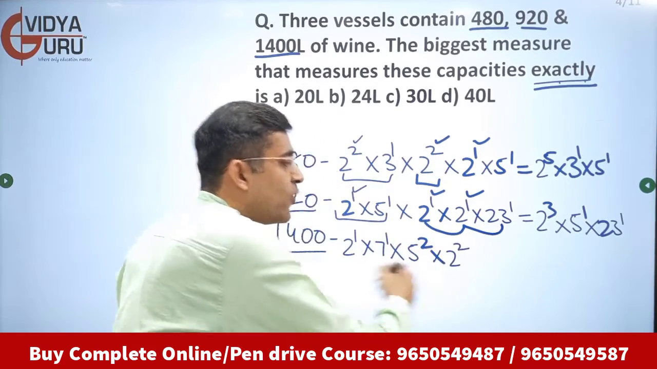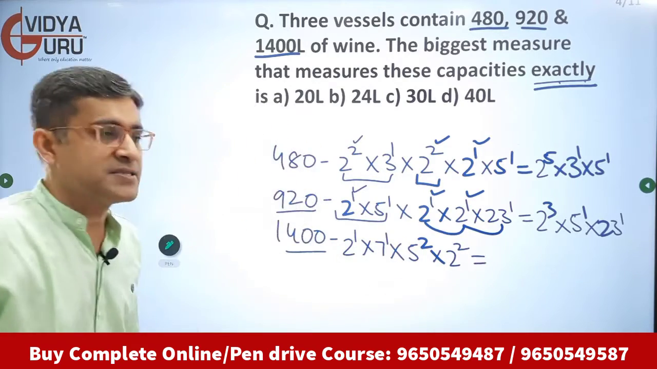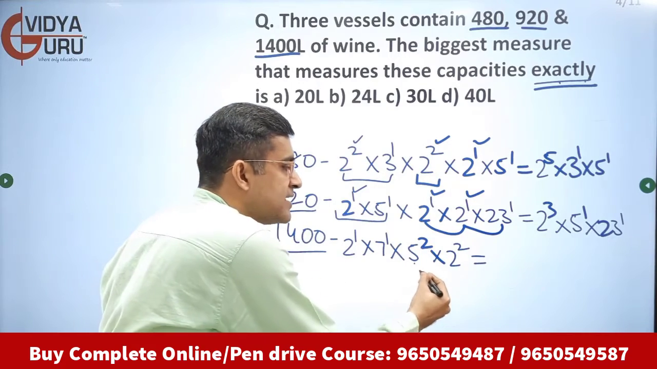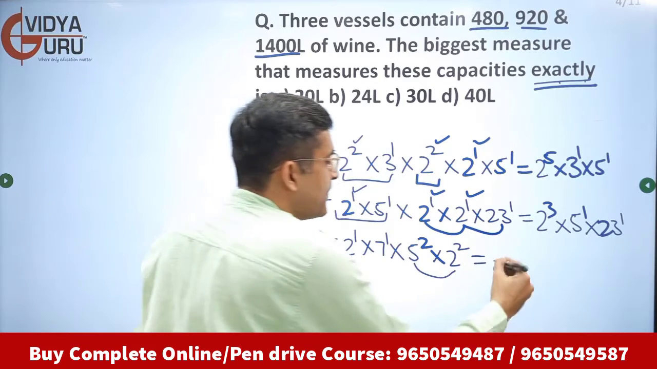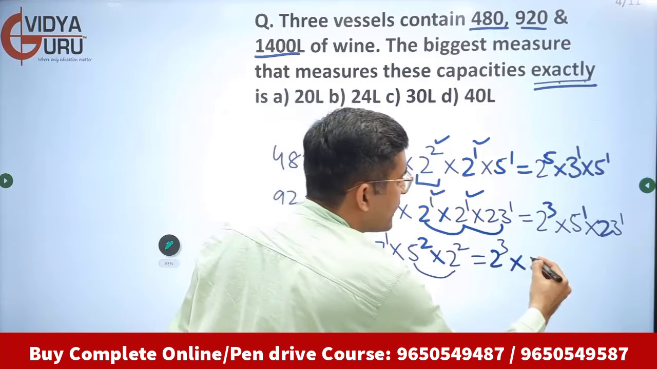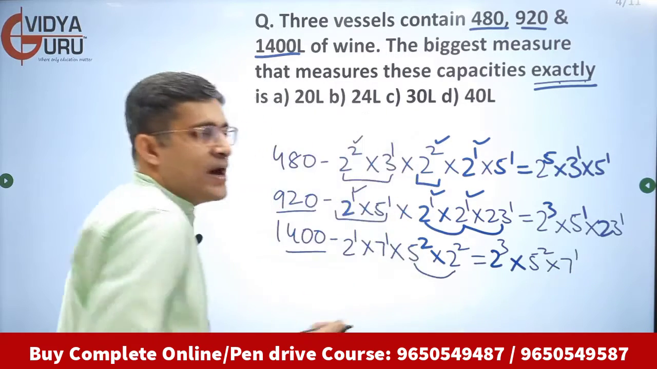Again, 4 is written as 2 square. Now let's aggregate the powers. 2 sevens are 14. 14 into 100, and 100 has been written like this: 5 square into 2 square. So what does it become? 2 cube into 5 square into 7 raised to power 1.